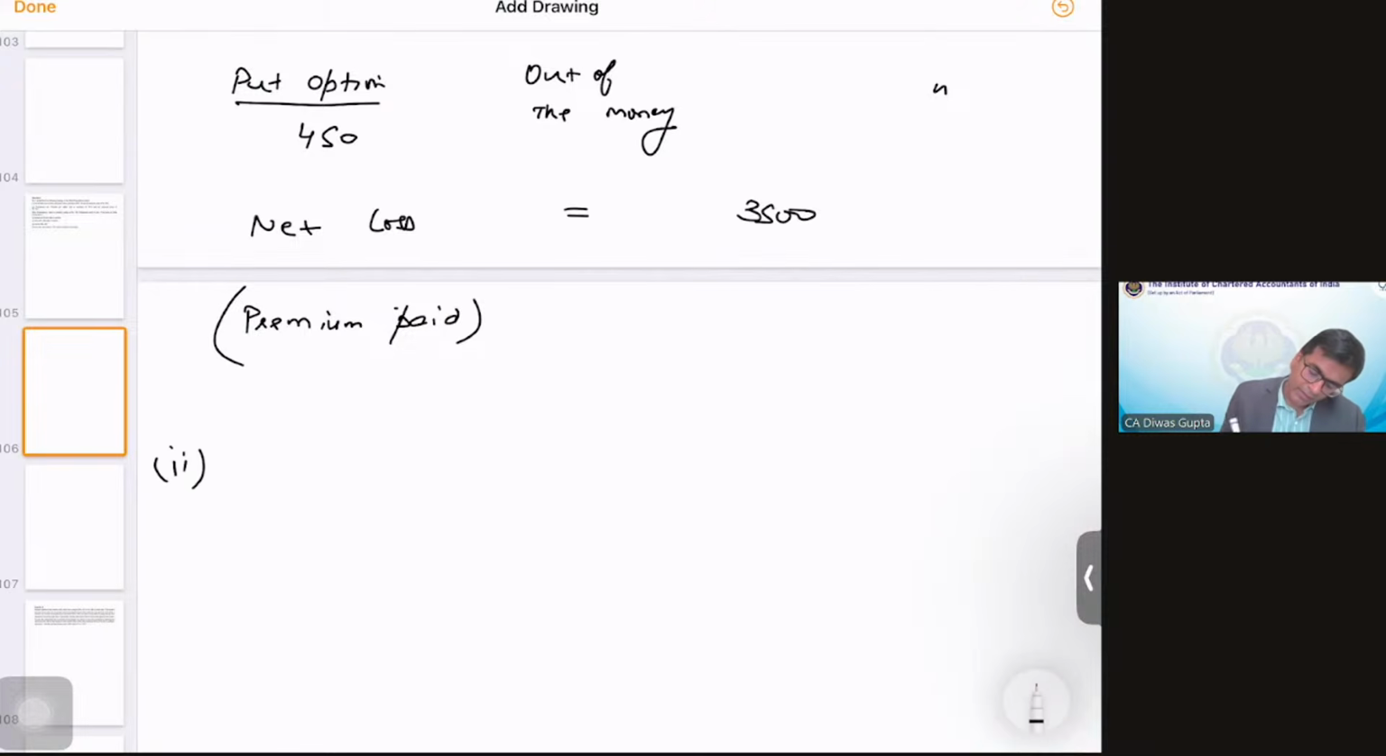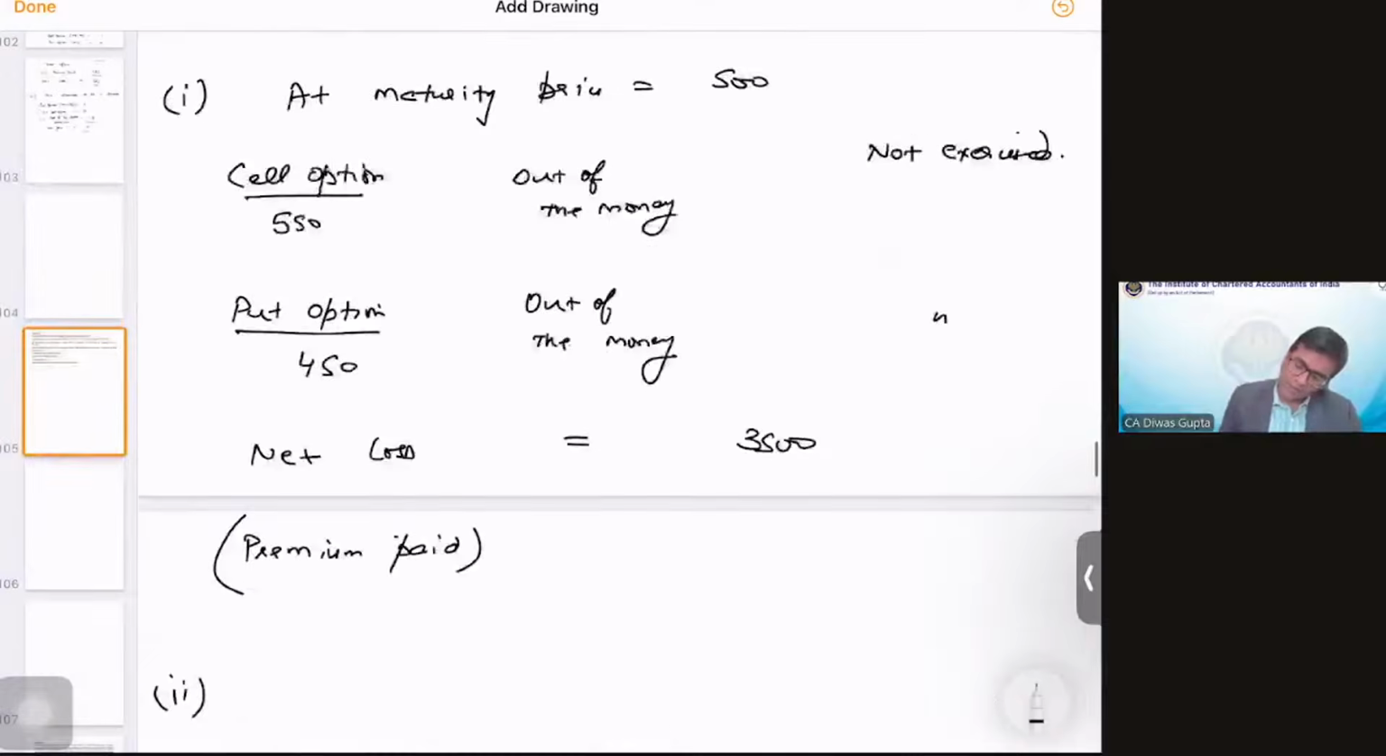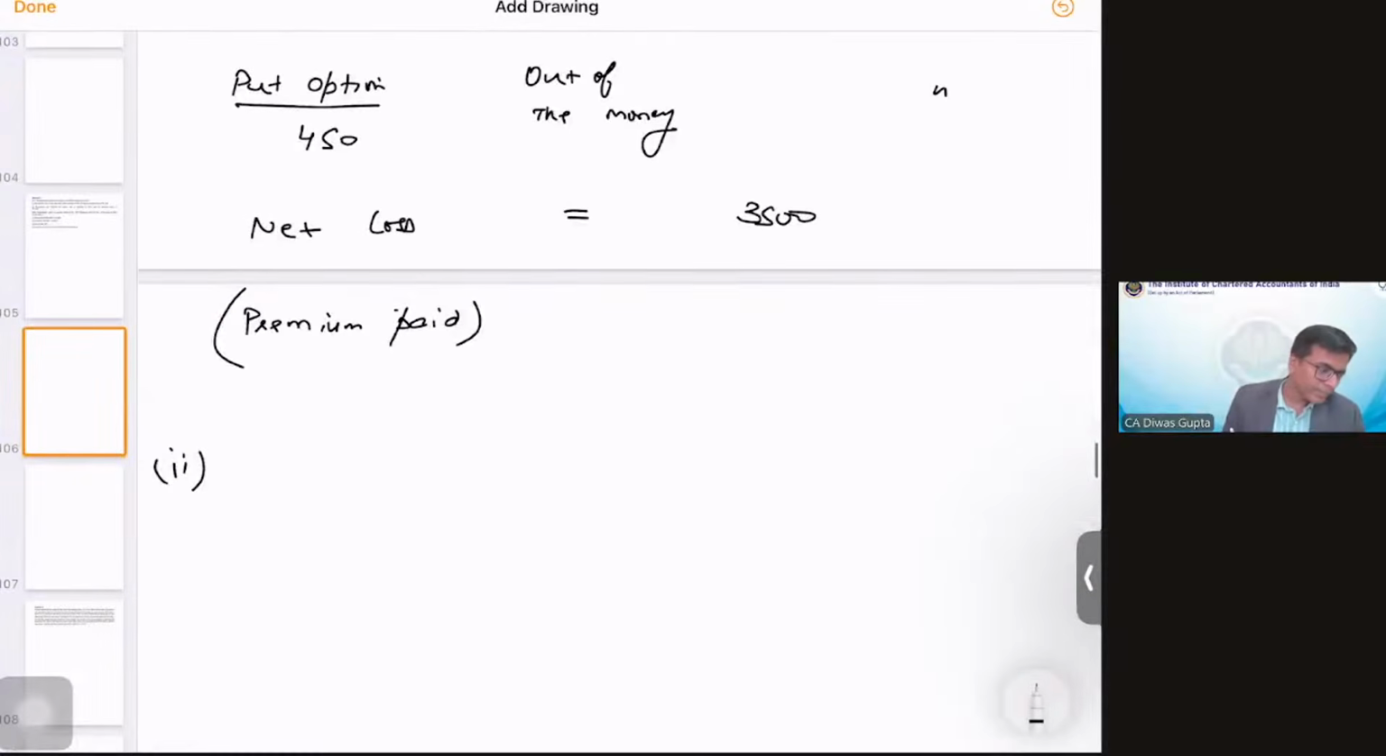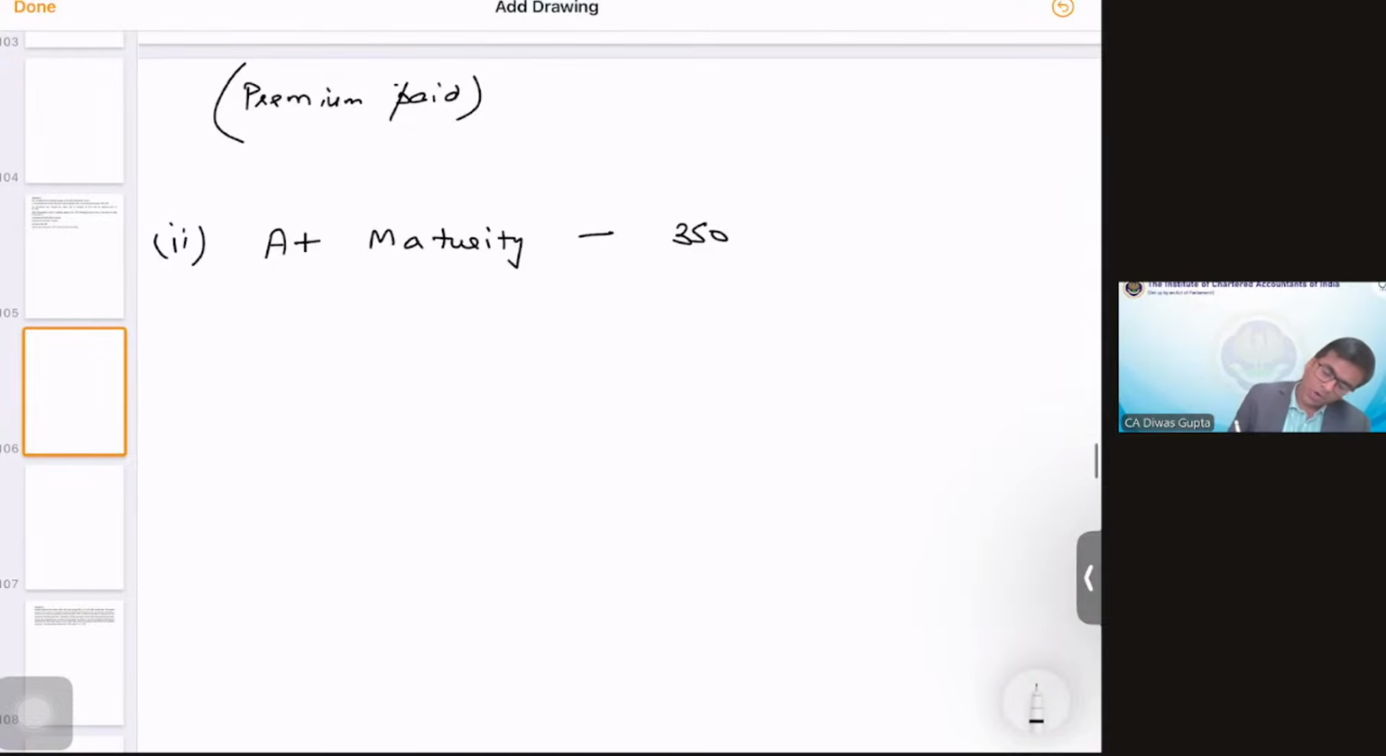The second price was how much? 350. ₹350. Now let's talk about the call option first. Strike price 550. Out of the money, very good, because the spot price is lower, and hence it will not be exercised.